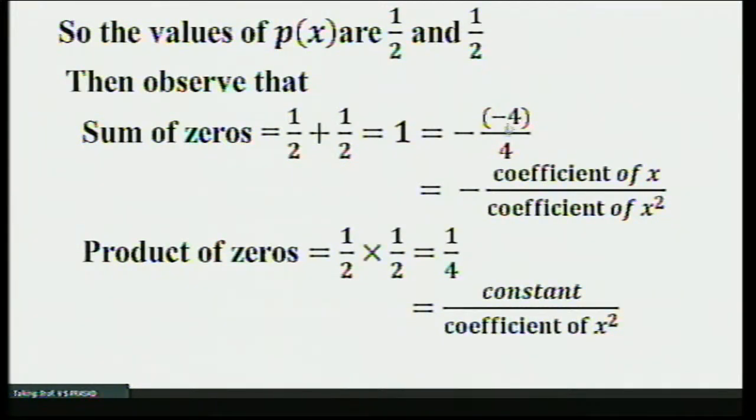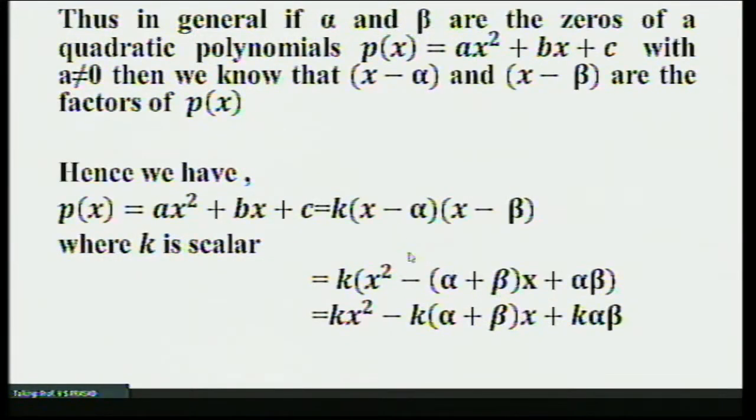that gives 1. Now as a notion, by observing the coefficients of the given polynomial, this 1 can be written as 4 by 4, and the numerator 4 can be written as minus times minus 4. Therefore, minus times minus 4 divided by 4 exactly indicates minus times the coefficient of x divided by the coefficient of x squared. And similarly, if you take the product of these two zeros, 1 by 2 times 1 by 2 gives 1 by 4, where 1 is the constant term in the given polynomial and 4 is the coefficient of x squared.